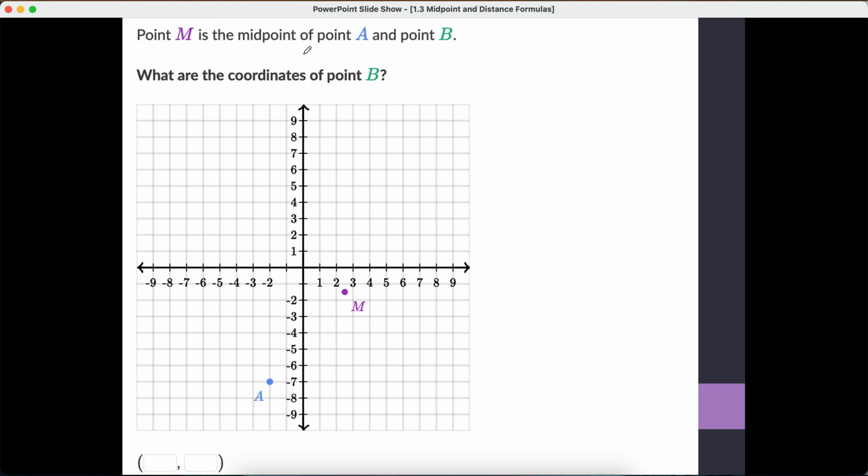This one's different because we're not given an endpoint and a second endpoint and asked for the midpoint. We're given one endpoint and the midpoint and asked for the other endpoint. So before we were given A, B, and told to find M. Here we're given A, M and told to find B.